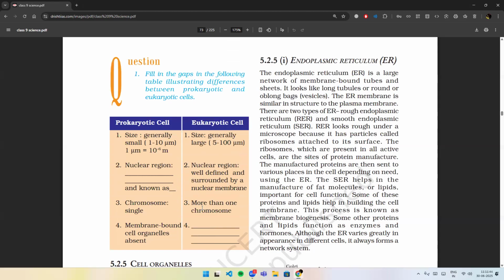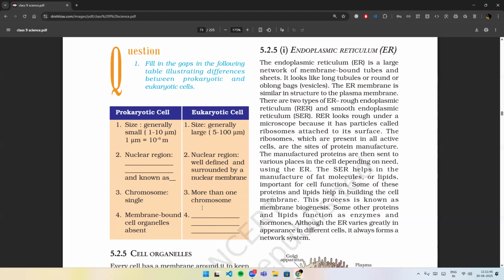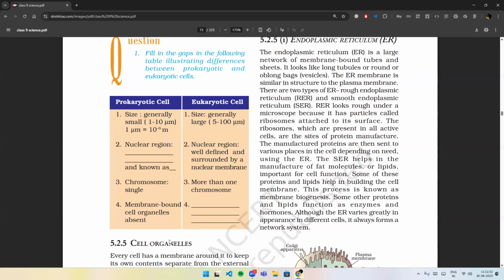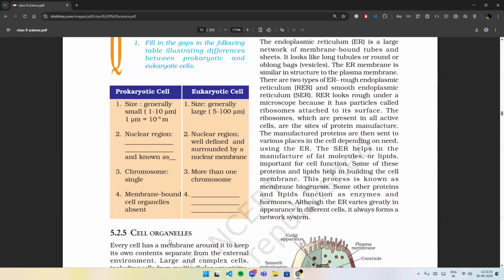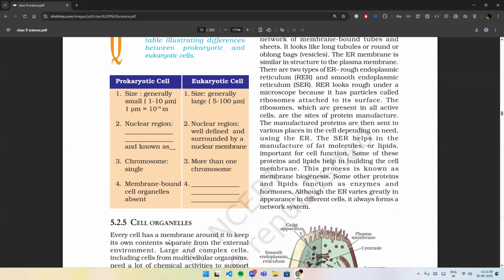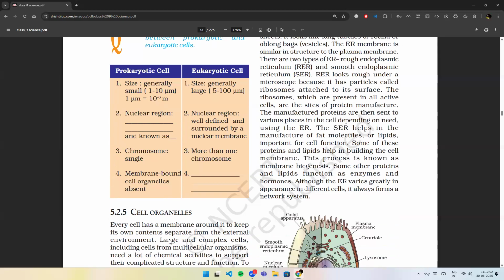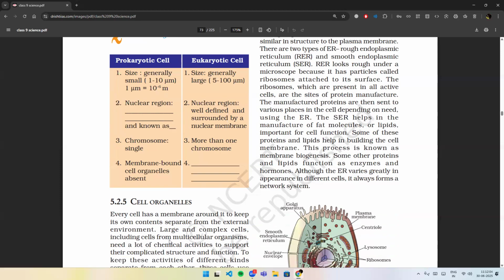Endoplasmic reticulum. The endoplasmic reticulum is a large network of membrane-bound tubes and sheets. It looks like long tubules or round or oblong bags. The ER membrane is similar in structure to the plasma membrane. There are two types of ER, rough endoplasmic reticulum and smooth endoplasmic reticulum.